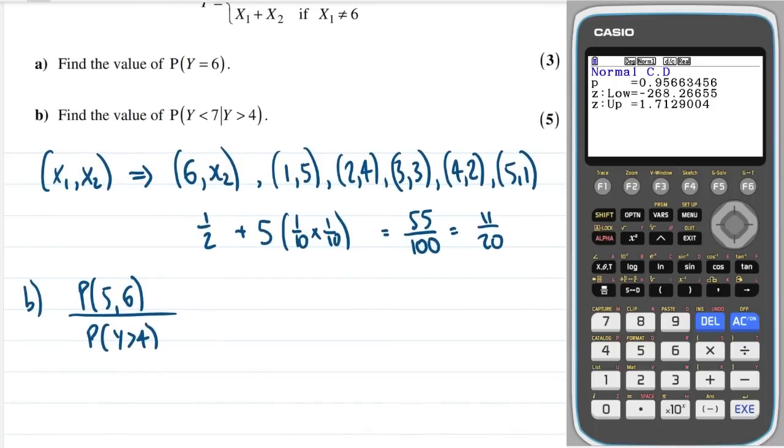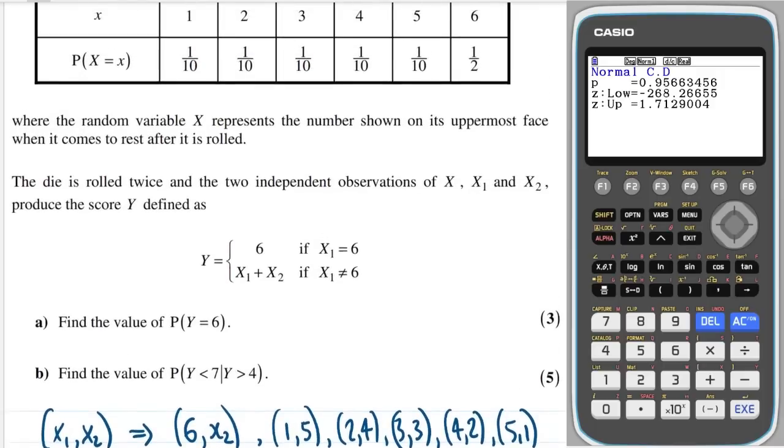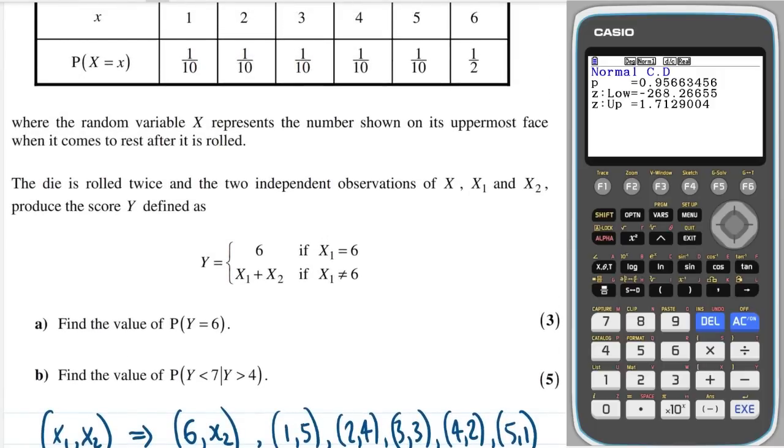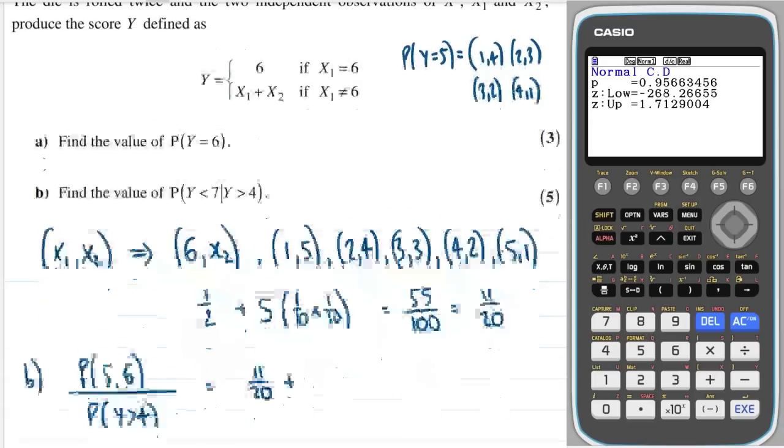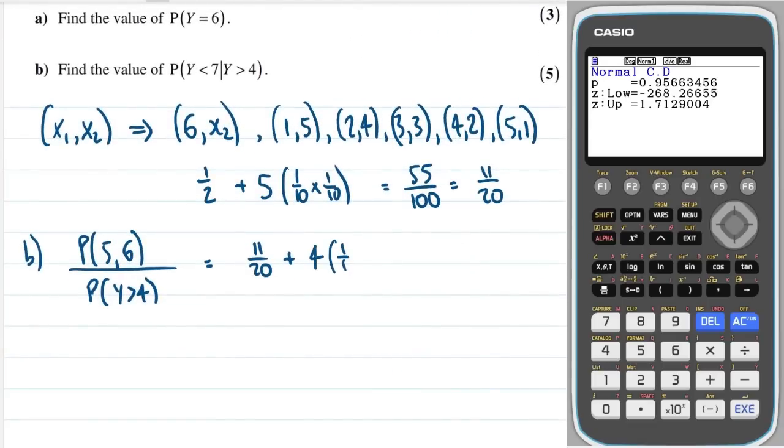Okay, so let's work out first off the probability of being 5 or 6. Well, we know what the chance of being 6 is. And the chance of getting a 5, well, how do we get a 5? The probability of a 5 will be 1 and 4, 2 and 3, 3 and 2, or 4 and 1. Now again, each of these have the same probability of 1 over 10 times 1 over 10. And there are 4 of them. So this is going to be 4 lots of 1 over 10 squared.